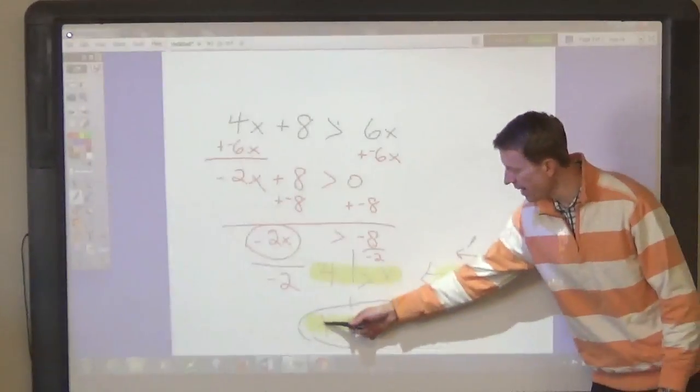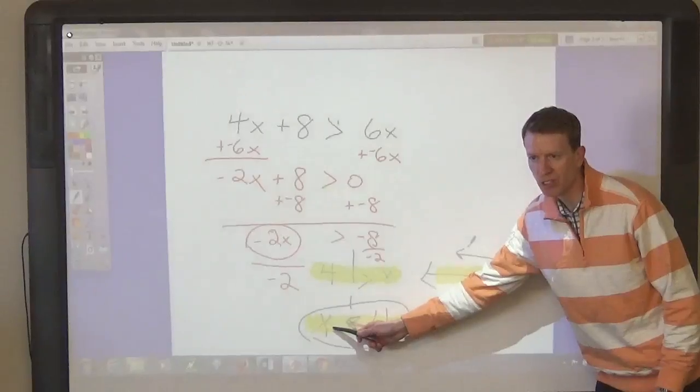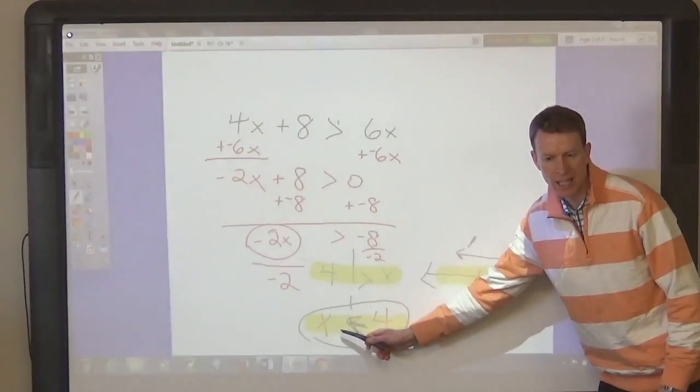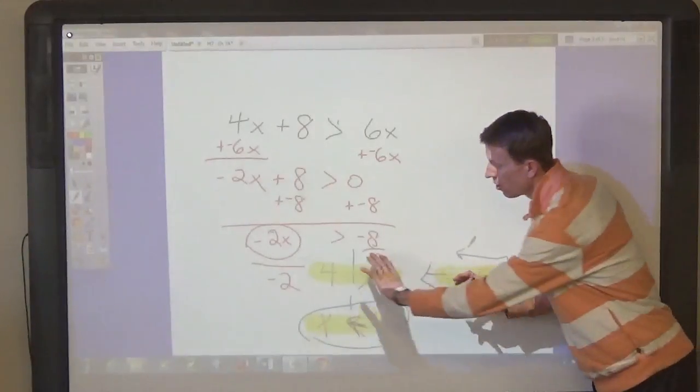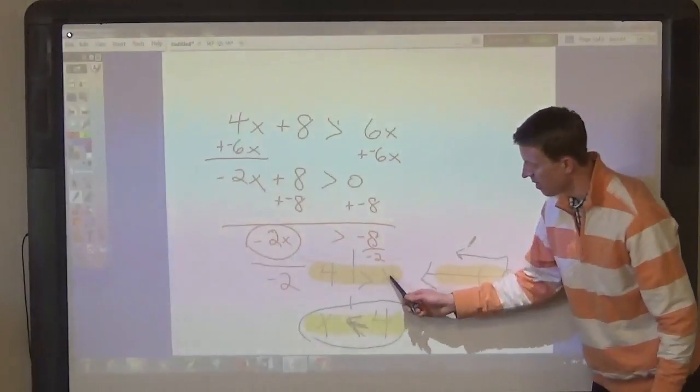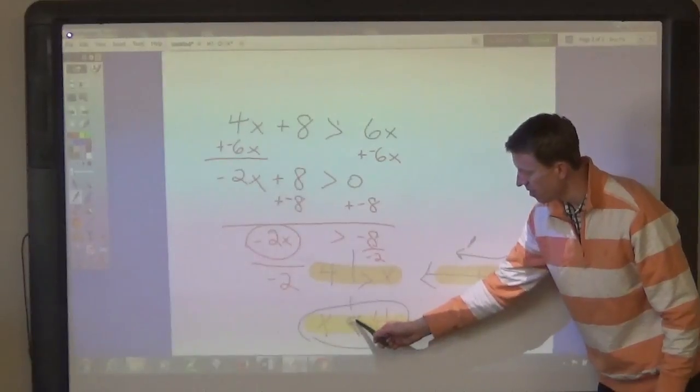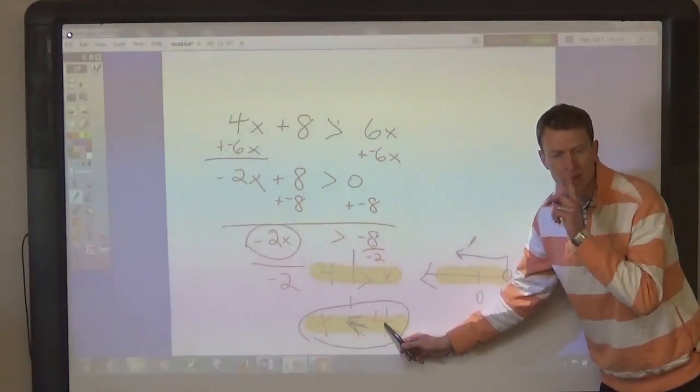Or you'd have to rewrite it so that the variable is written first, and then you can shade the same direction as the arrow is pointing. But if you rewrite it, you have to turn everything around. You have to say x is less than 4 then.